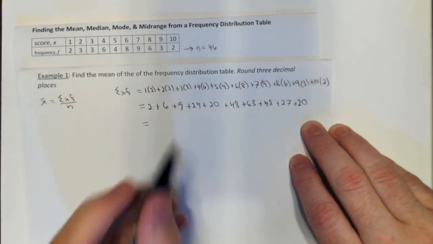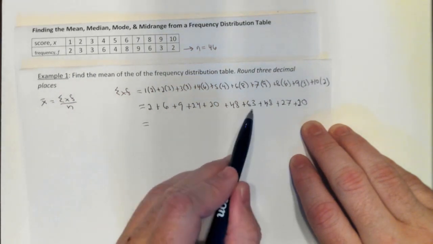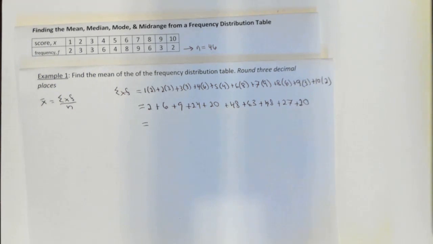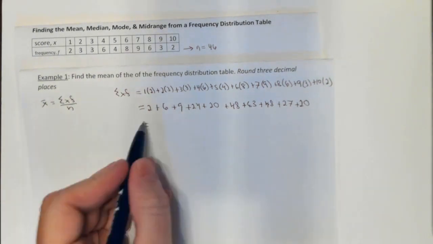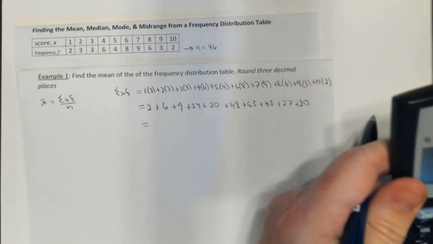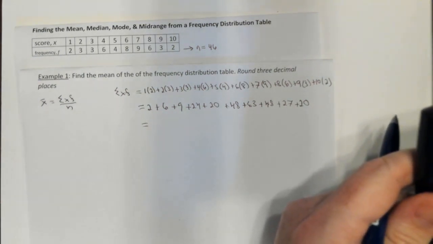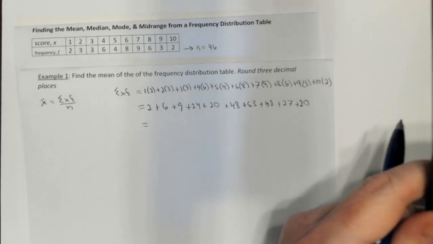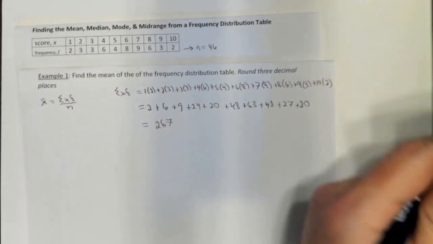Okay, now let's double check. 2, 6, 9, 24, 20, 48, 63, 48, 27, 20. All right, now I'm going to use the calculator to add these up, and I'm probably going to add those numbers twice. Because we're adding, I think, 10 numbers together, there's a good chance I'll type something in wrong as I'm talking. And so I got 267, which I think is correct. But let me do it one more time.